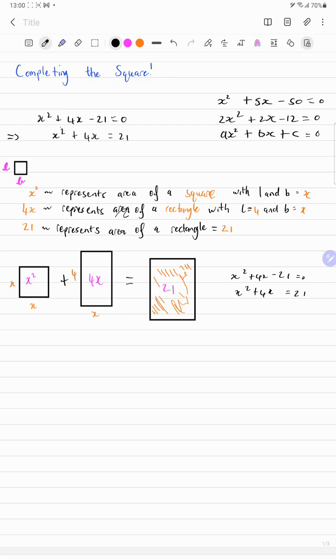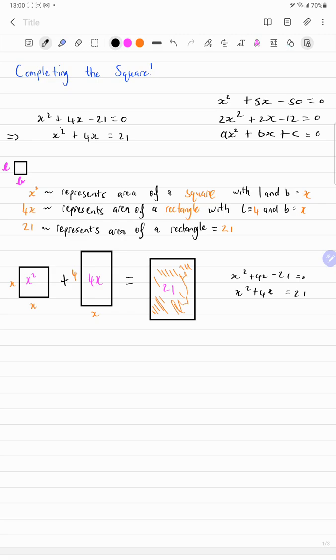And then let 4x represent the area of a rectangle with length equal to 4 and breadth equal to x. So here we have it. Here's a rectangle, its area is equal to 4x. One side length is equal to 4 and its breadth is equal to x. The area of a rectangle is length times breadth, 4 times x, so 4x. And then 21 on the right hand side represents the area of a rectangle. We don't know its length or breadth, and it doesn't matter in this case because 21 is a constant on the right hand side.